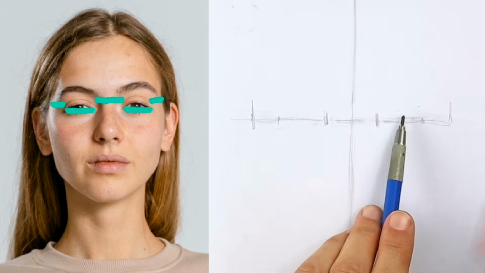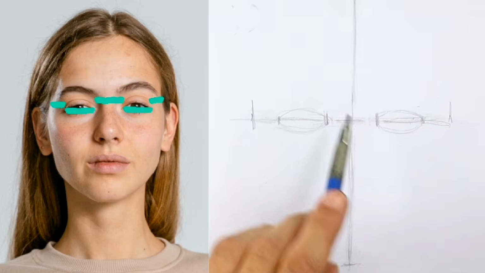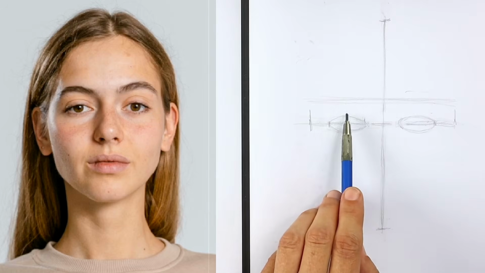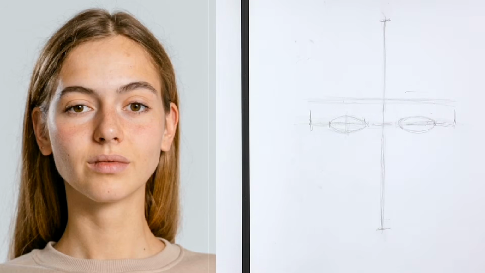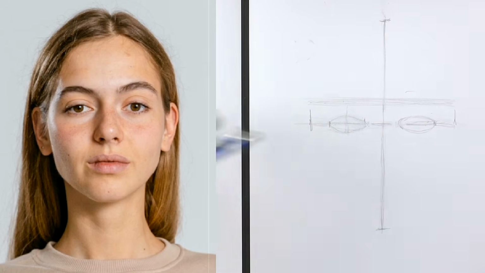Draw in a general eye shape for now. We're going to make it more detailed later. But once we put these in, now we can put a line across the top where we think the eyebrows are going to go. And if you look at the photograph, you'll see that the eyebrows are maybe the height of one eye above the eyes.